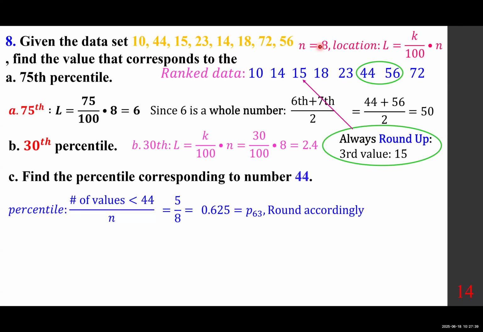And you round it accordingly. 0.625. That means P63. This means 62.5% exactly, so roughly 63%, okay? You have to round it accordingly.